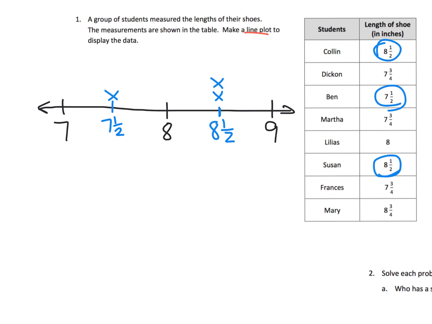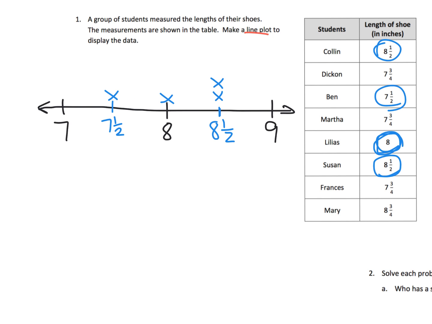Do I have any others? Well, here's an easy one to plot, 8. Let's just put an X right there on top of the 8. Do I have any others? Well, I don't. Now I have nothing but quarters: 7 3/4, 7 3/4, 7 3/4, 8 3/4. So what that means is I need to cut our whole numbers, from 7 to 8 and from 8 to 9, into 4 pieces total.